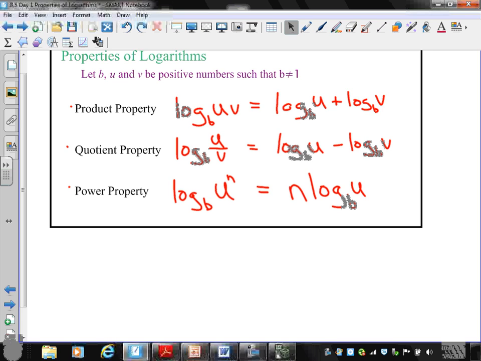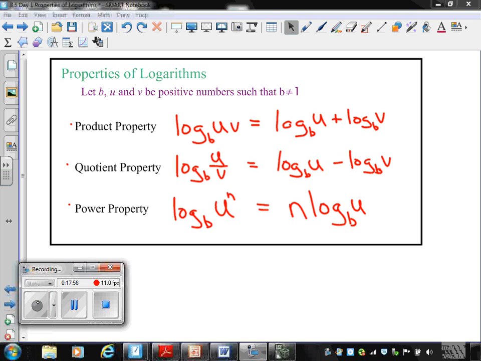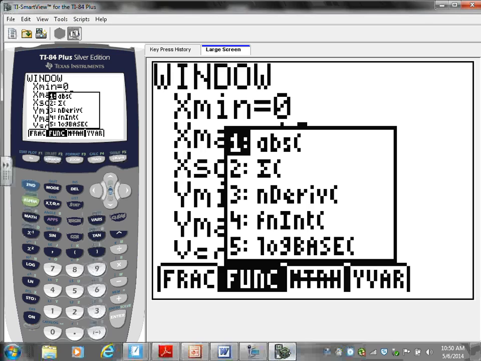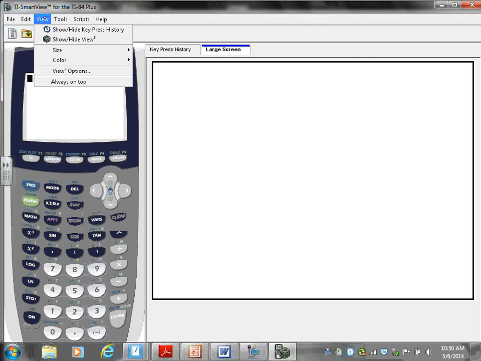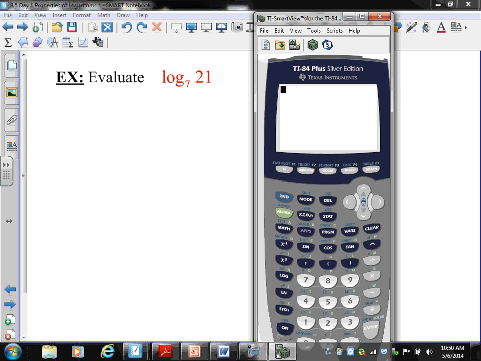Okay, I have one more task for us to do today. This is where you're going to need your calculator, so hit pause on your screen if you need to, and go grab your calculator. We're going to evaluate the log of 21 base 7. Okay, so I'm going to bring up my calculator here. Now the problem that we have at this point is that I'm asking to evaluate the log of 21 base 7.